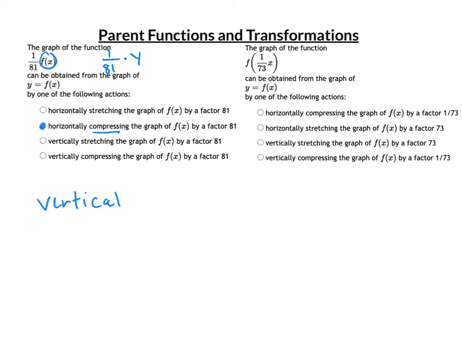Only horizontal is the inverse. Look here, x is being changed to 1 over 73 times x. So x is being replaced. That means this one is horizontal.